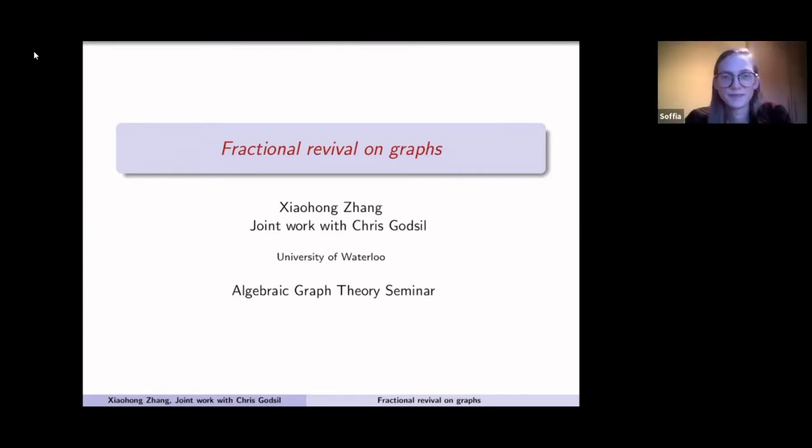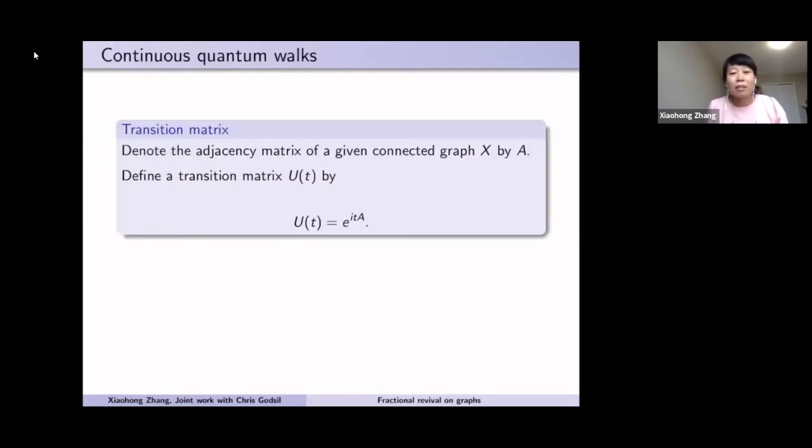So fractional revival is a phenomenon related to continuous quantum walk on graphs. We can describe the walk by giving the transition matrix at any time t. So assume our graph X has an adjacency matrix A. Then the transition matrix at time t is defined through this matrix exponential. So what properties does this matrix have?